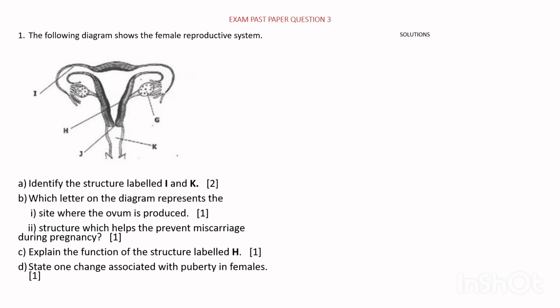Okay, exam past paper question 3. The following diagram shows the female reproductive system. A. Identify the structures labeled I and K. I is the oviduct, K is the vagina. Question B. Which letter on the diagram represents the 1. Site where the ovum is produced, 2. Structure which helps to prevent miscarriage.